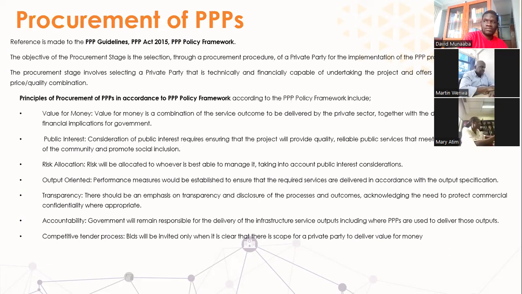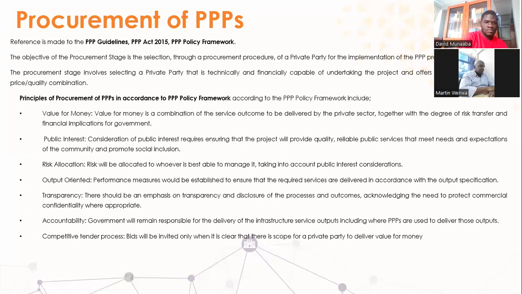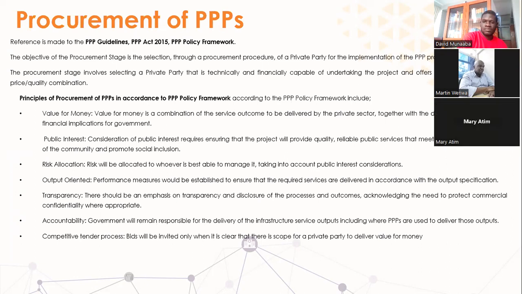Now, reference has been made to the PPP guidelines, PPP Act 2015, and PPP policy framework. The objective of the procurement stage is the selection through a procurement procedure of a private party for the implementation of the PPP project. The procurement stage involves selecting a private party that is technically and financially capable of undertaking the project and offers the most advantageous price-quality combination.